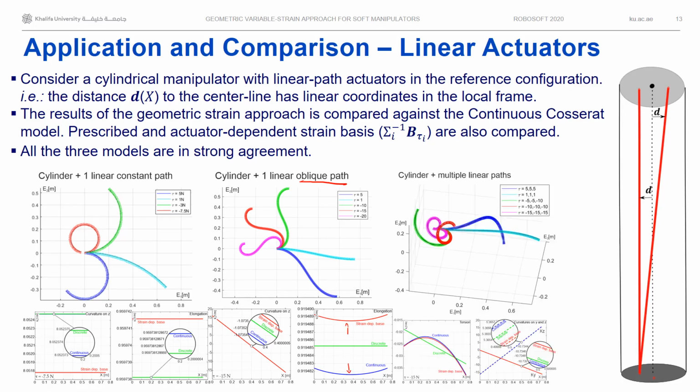In this third example, we have multiple linear actuators with different 3D paths inside the manipulator. Again, in this case, the curvature is linear, however the torsion is not. Although for this example, this non-linear torsion is well captured by a linear discrete basis.